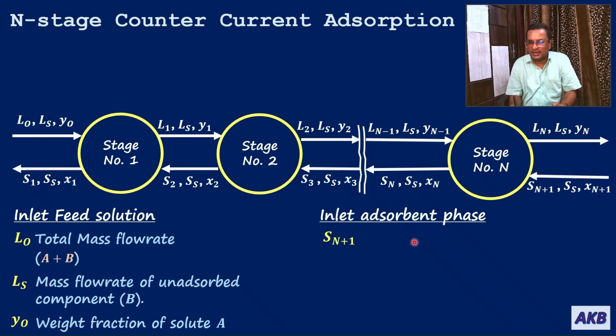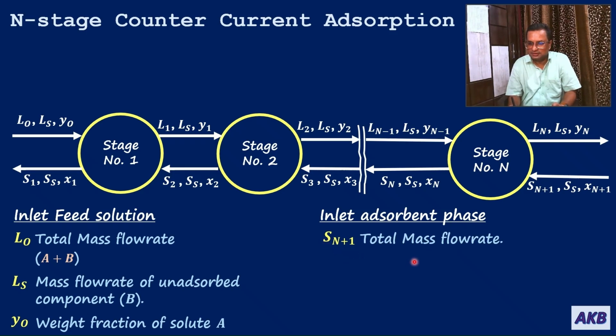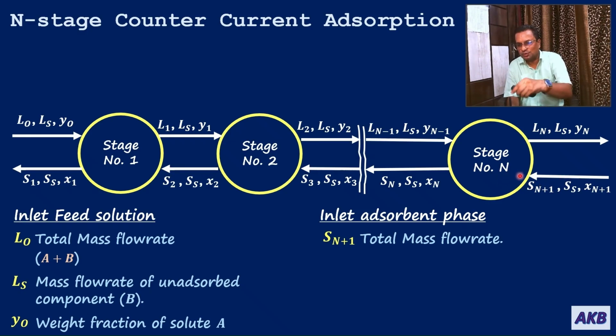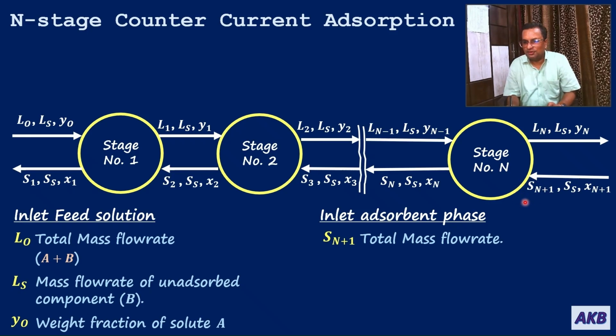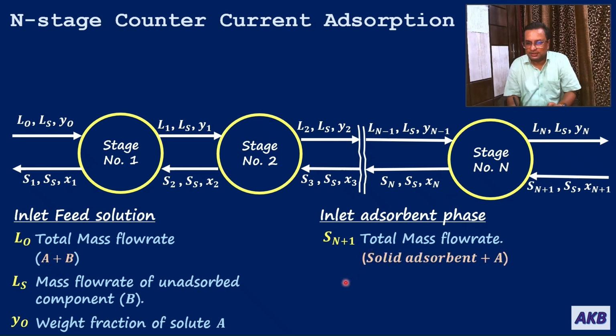Then you have the inlet adsorbent phase. In this case, S_n+1 is the total mass flow rate of the adsorbent phase. It is coming from a hypothetical stage after the nth stage, so it would be the n plus 1 stage. Accordingly, I have used this notation. So S_n+1 is the total mass flow rate of the adsorbent phase that is entering the nth stage. When I say total mass flow rate, it would be the mass flow rate of solid adsorbent, which remains as it is, plus the solute on its surface.